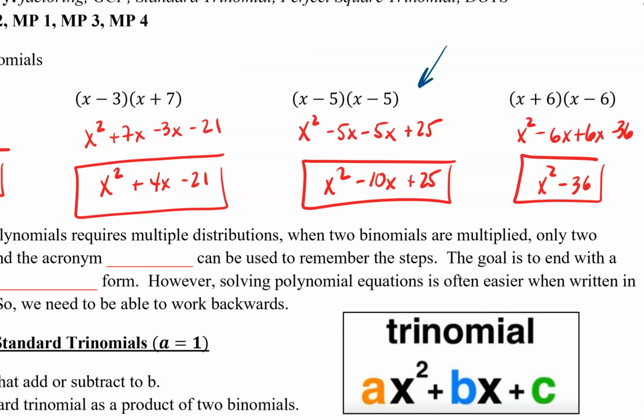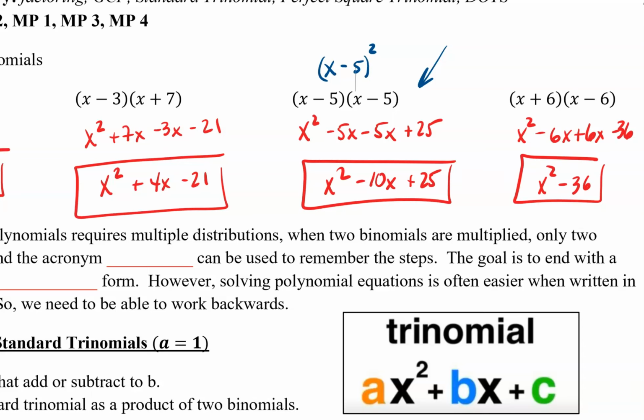The second example, well, we go through the same process, but it was kind of interesting in that they were the same binomial. So essentially this could have started off as a problem that looked like x minus 5 squared. That's what generated the x minus 5 to multiply by itself. And in the act of distributing, we got 2 of the same terms here in the middle, and those combined to make a negative 10x.